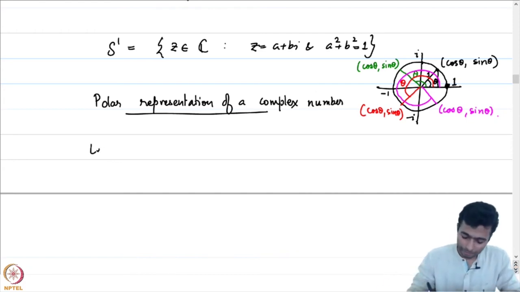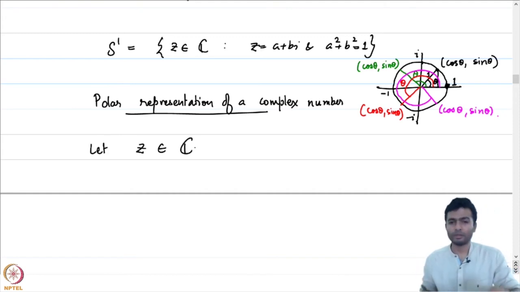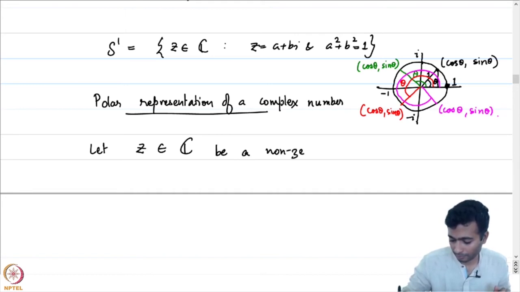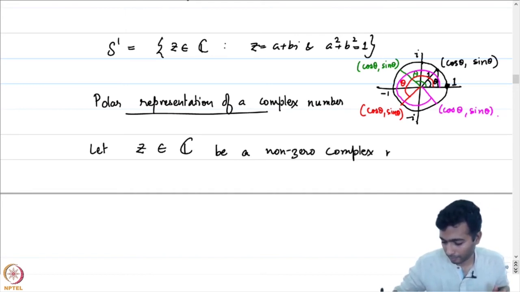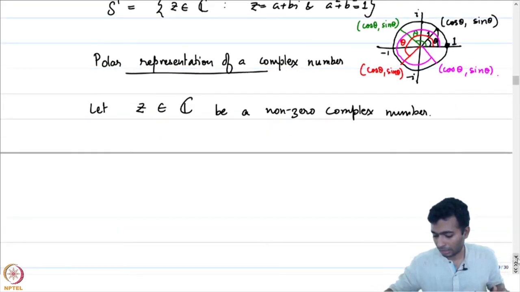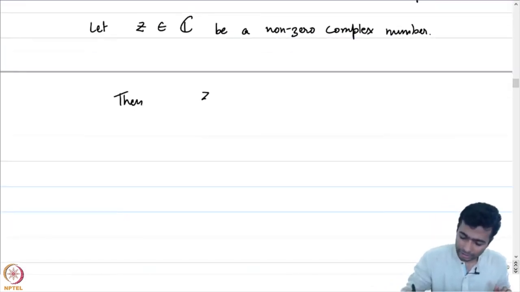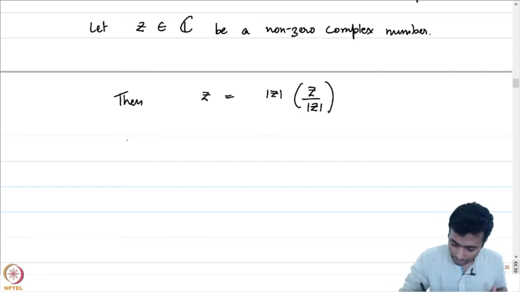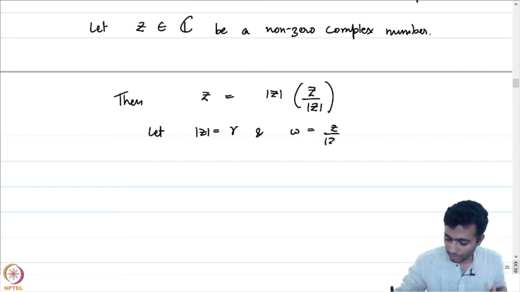Suppose z is some complex number. Then you can always write z, let z in C be a non-zero complex number. Then z can always be written as the absolute value of z, which is a positive number, times the complex number z by the absolute value of z. Let me just give them names. Let the absolute value of z be equal to r and omega be equal to z by the absolute value of z.